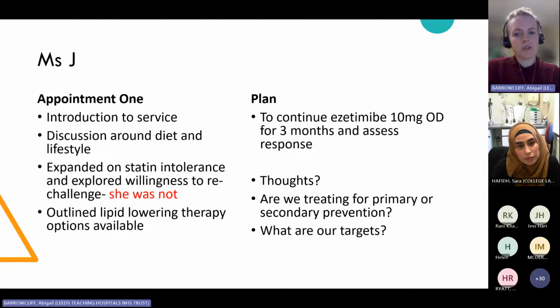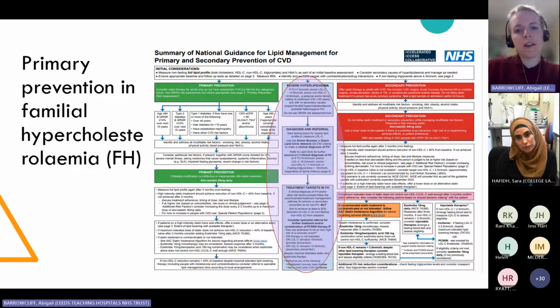So what are our initial thoughts? What are we treating, primary or secondary prevention, and what are our targets? Let's go back to the pathway. Because we are treating severe hyperlipidemia, in this case we're looking at the middle column. As per the pathway, we would manage her as primary prevention with an FH diagnosis. Her target, according to NICE, would be a reduction in LDL cholesterol of at least 50% from baseline.